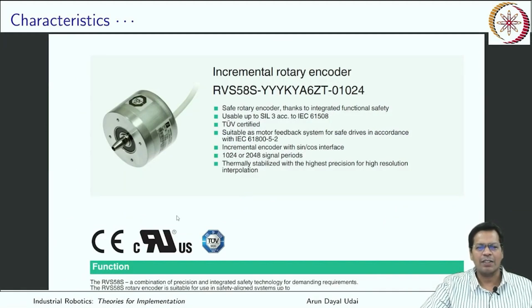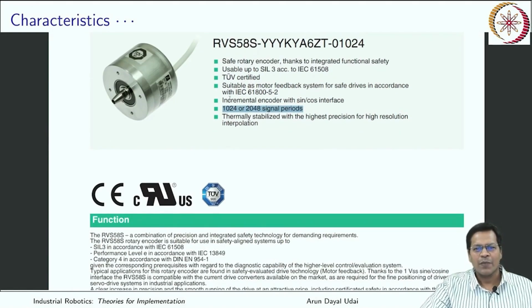This is another kind of incremental rotary encoder, but a very special kind. That is the reason I showed it to you today. It can give you 1024 to 2048 signals for a period of 360 degrees, but it also gives you an incremental encoder with a sine-cosine interface. That means it is just like a resolver. It can behave like a resolver.